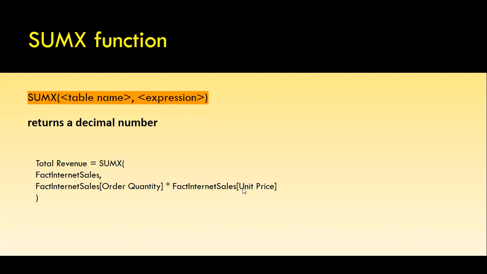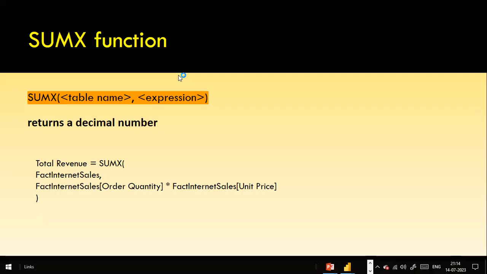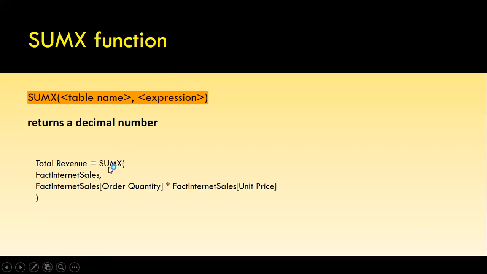So this is an example for SUM. Sum of the column order quantity. It will give you the total units, or total quantity, that we sold. But what is the SUMX function? Since SUMX ends with X, it's an iterating function, an iterative function.